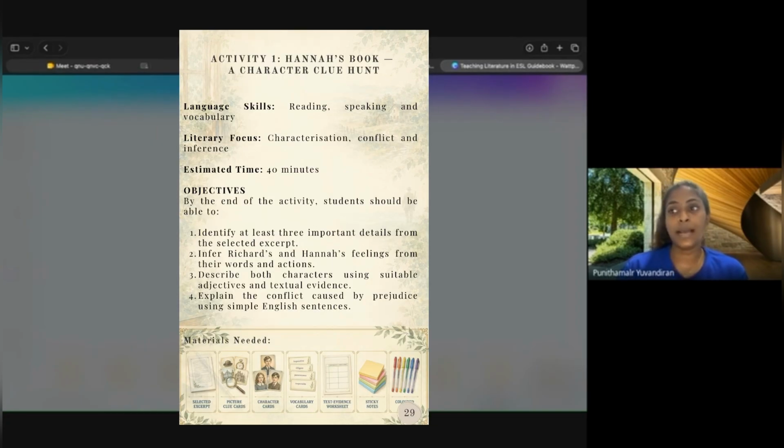For this novel, I designed 2 classroom activities. The first one is called Hannah's Book, a character clue hunt. It focuses on reading, speaking, vocabulary, characterization, and inference. The estimated time for this particular activity is 40 minutes.